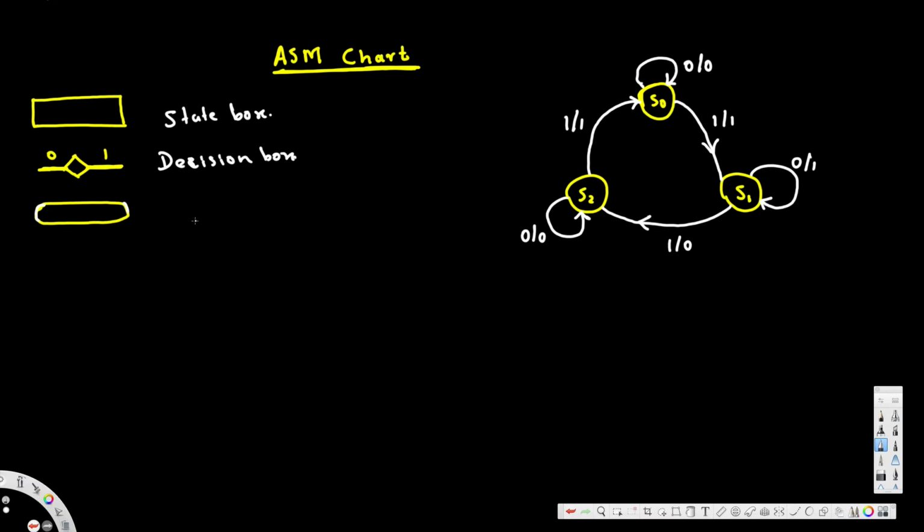This one is called conditional box. This one is also called as mealy box, and this one is used only if the output is high. Okay, now let's go ahead and draw the ASM chart for this given state diagram.